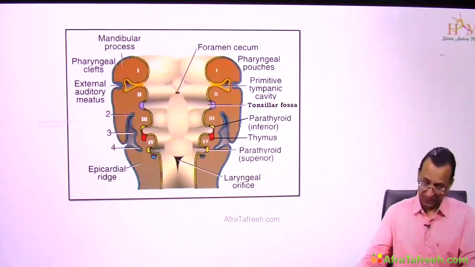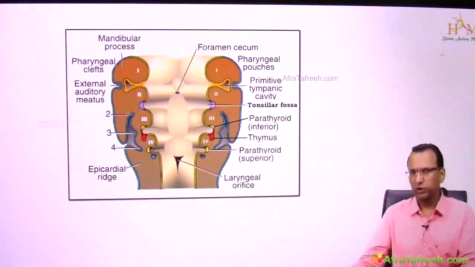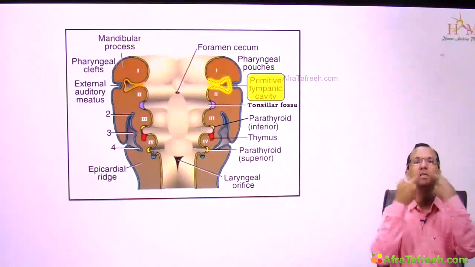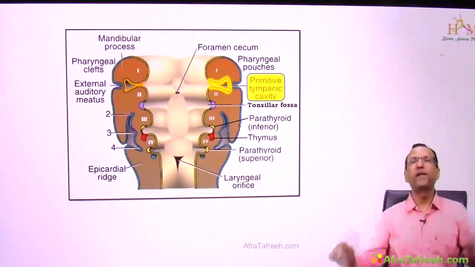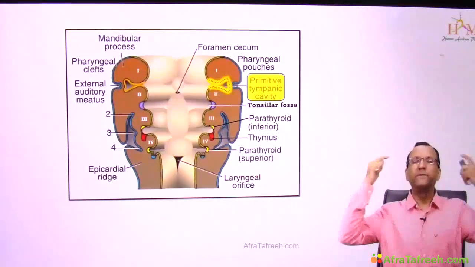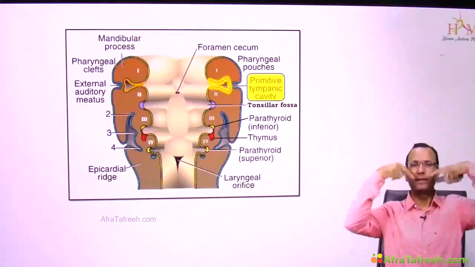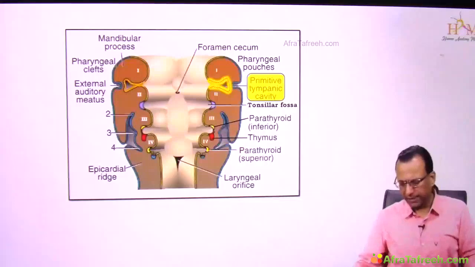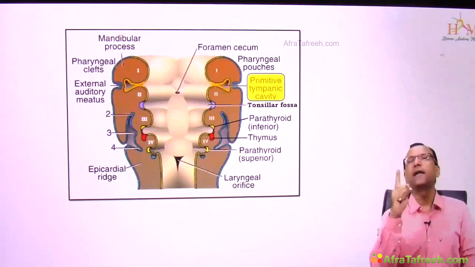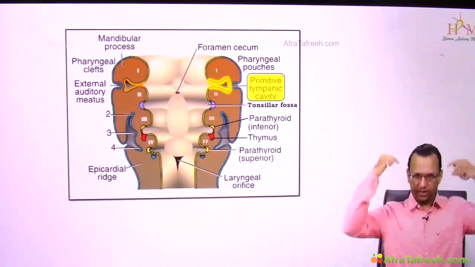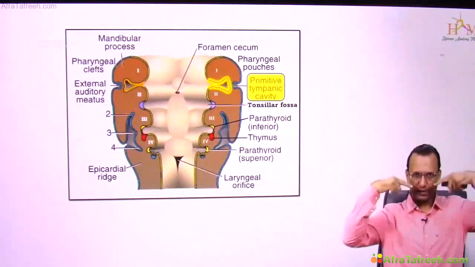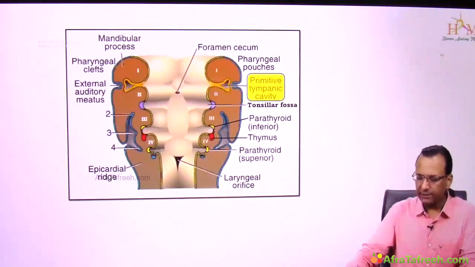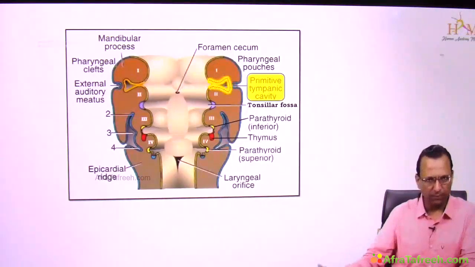Okay. Can you tell me what is happening to the pouches? Pouch 1 will form the middle ear cavity and the eustachian tube. Where does the eustachian tube open? Into the nasopharynx. So the first pharyngeal pouch, lined by endoderm, forms the middle ear cavity and eustachian tube, which opens into the nasopharynx. Their epithelium is the endoderm of pouch 1.